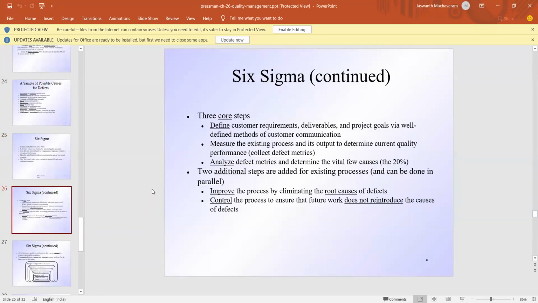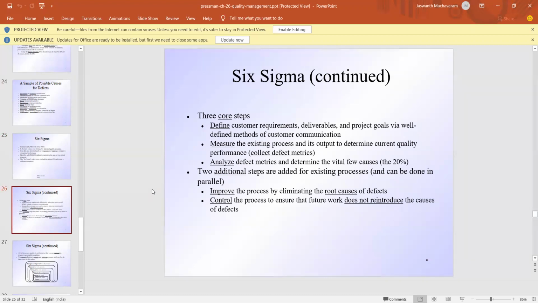Let us continue our Six Sigma topic. There are three core steps. The first step is to define customer requirements, deliverables, and project goals via well-defined methods of customer communication. The next step is to measure the existing process and its output to determine current quality performance. Next, analyze the defect metrics and determine the vital few causes.